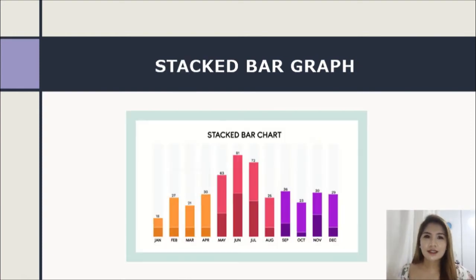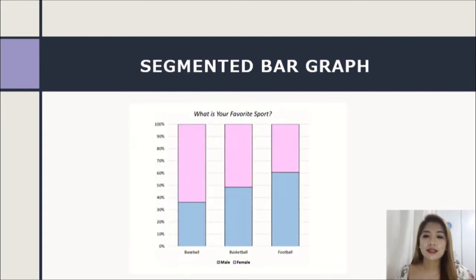Next is the stack bar graph. A stack bar graph is a group bar graph with its rectangular bars stacked on top of each other rather than placed side by side. Next is the segmented bar graph. Segmented bar graphs are stacked bar graphs where each rectangular bar shows 100% of the dependent variable. It is mostly used when there is an intersection between the variable categories.